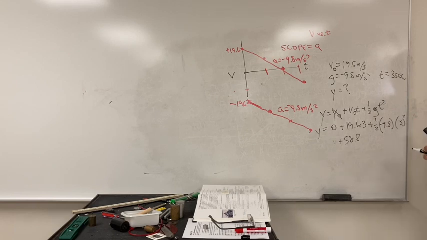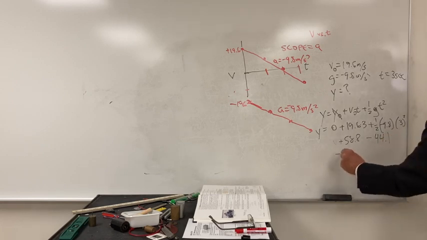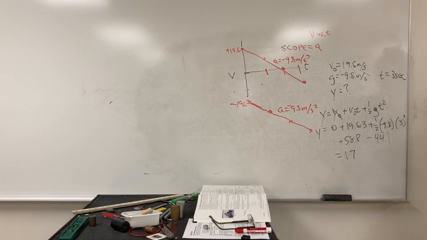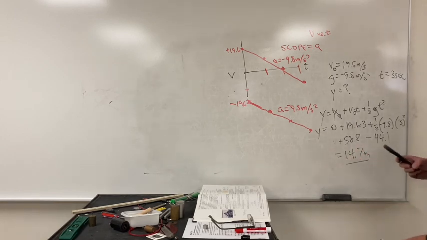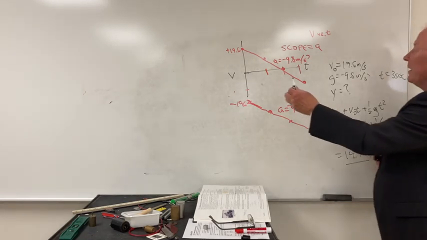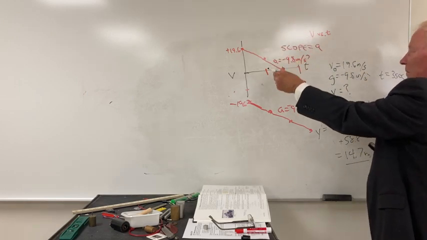and this will be 3 times 3 is 9, times 9.8, divided by 2, is minus 44.1, so it's actually 14.7 meters up. So even though it's slowing down, it's gone up, it rises up for 2 seconds and then comes down, but it's still coming down.